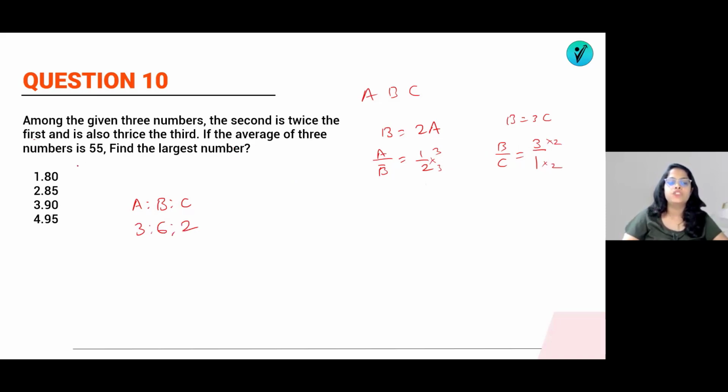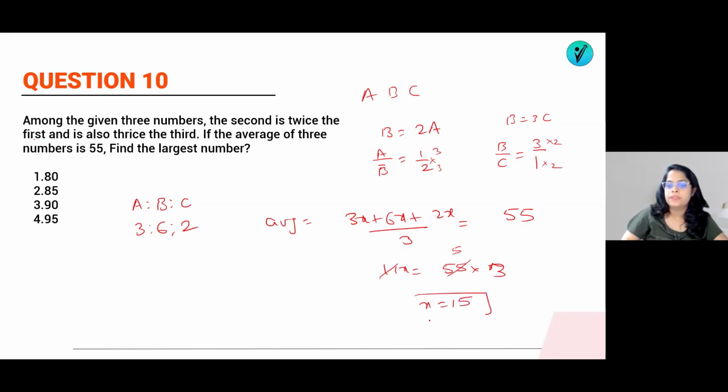The average of the 3 numbers is 55. So what will be the average? Average will be equal to 3x plus 6x plus 2x divided by 3, which is equal to 55. Average of these 3 numbers. So how much will it be? 6 plus 3, 9, 9 plus 2, 11x is equal to 55 into 3. So the value of 1x is equal to 5 threes are 15.